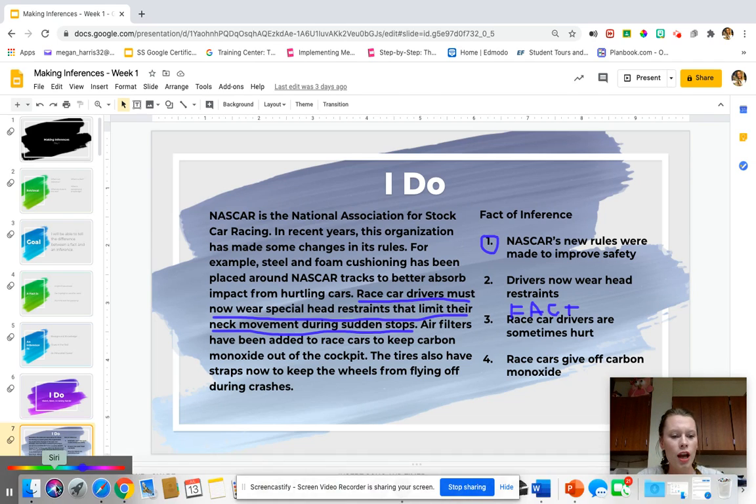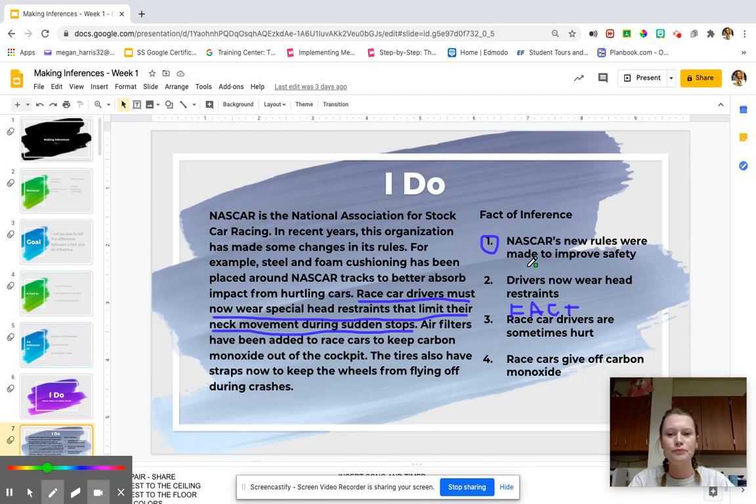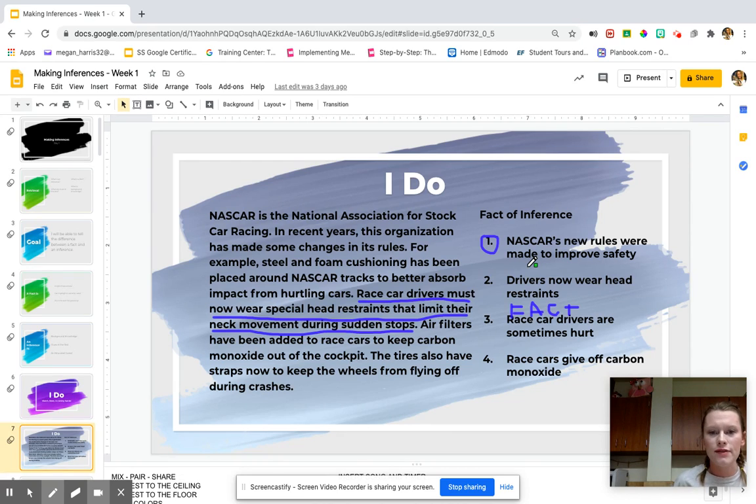Okay, let's change our color here. Okay, number 1, NASCAR's new rules were made to improve safety. Okay, well, it never says that, right? It never says that they've made these new rules for safety. Right here it says, in recent years, this organization has made some changes in its rules.